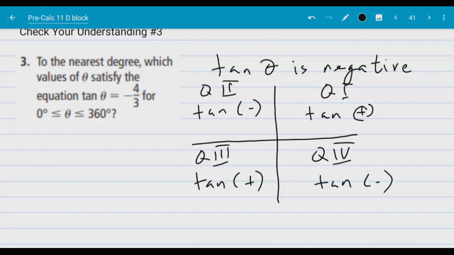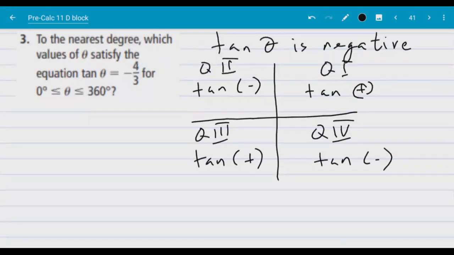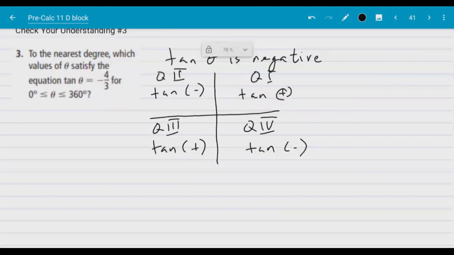Therefore, we will have two answers for our theta. That means the angles we get will be angles in standard position which terminate in quadrant 2 and in quadrant 4. So just keep that in mind. Now, we need to figure out the reference angle, and once we get it, we will figure out the angle in standard position that has that reference angle. If you're confused, take it easy.